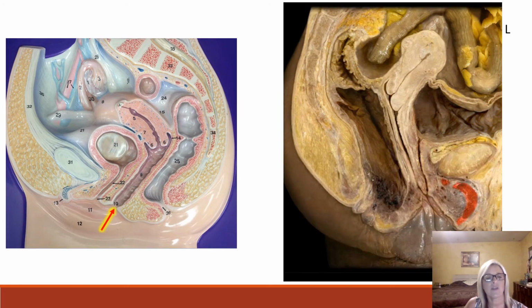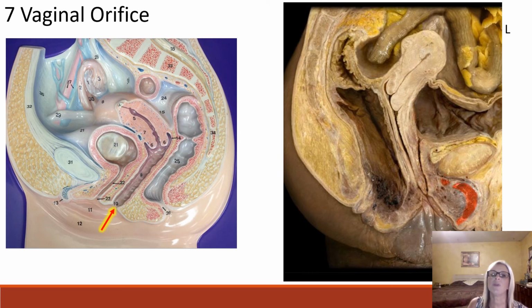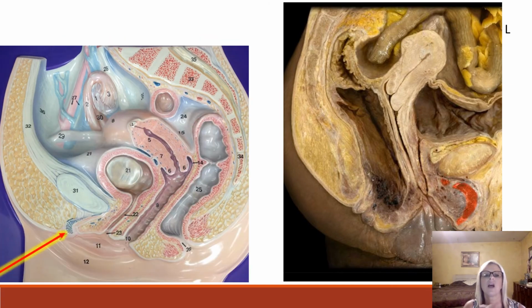All right, and so we have to have a name for everything. So for the opening, the narrowest portion of the vaginal canal, which opens to the surface, is called the vaginal orifice. All right, so next we have the clitoris, and this is located at the anterior end of the vulva. It is a small, sensitive, erectile portion of the female genitalia. It is actually erectile tissue.